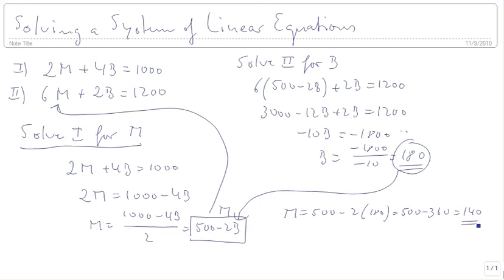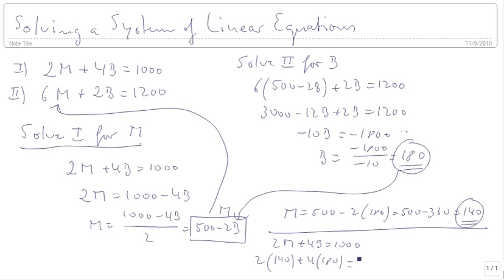So how do you know if you're right or wrong? Well, it's actually pretty simple. All you have to do is plug your two solution values into one of the two equations. So let's take the equation 2m plus 4b equal 1000. And what you do is you simply plug in m was 140 and b is 180 and see if that comes out to be 1000. So that's 280 plus 720, and that indeed comes out to be 1000. So we know that our solution is right. And that's it. That's all there is to it.